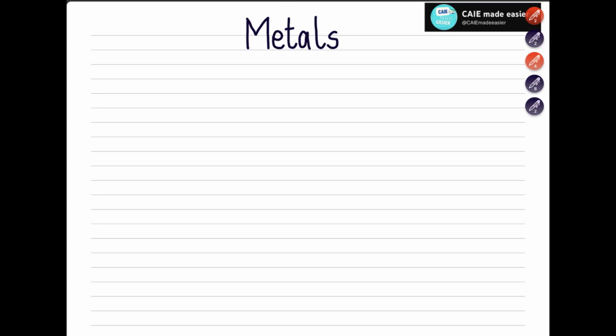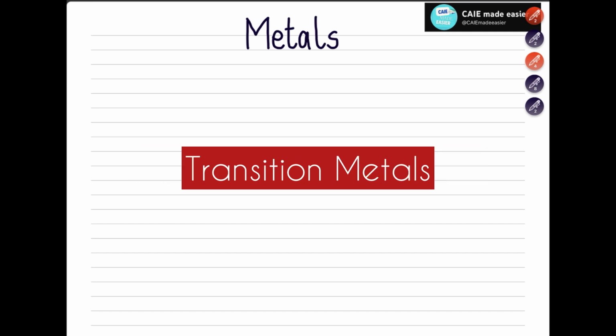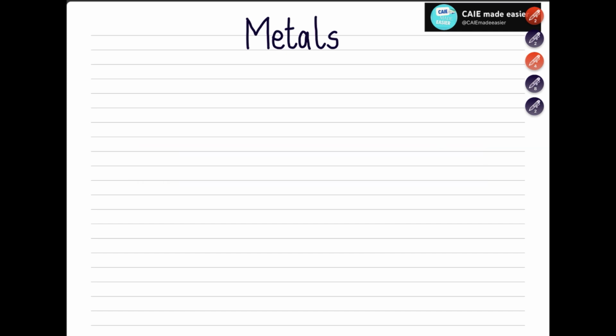In this video we'll talk about metals. So we know in the periodic table we can say that all the elements are divided into two categories, metals and non-metals. There's also transition metals which are somewhere between metals and non-metals, but today we'll discuss metals. Alright, so let's start with the physical properties of metals.